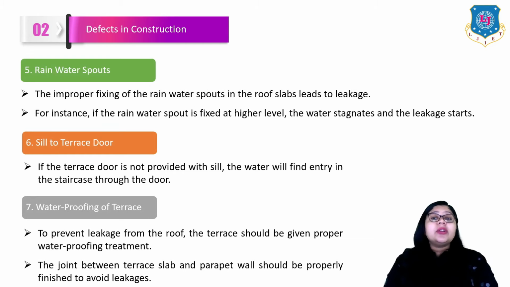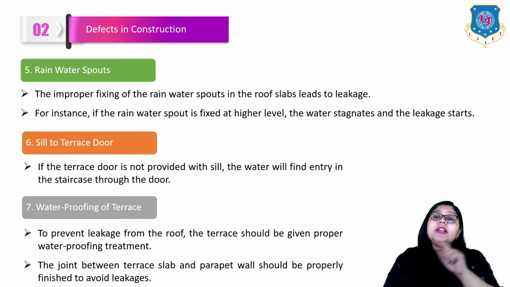Fifth one is the rainwater spouts. It means the improper fixing of the rainwater spouts in the roof slab leads to leakage. For instance, if the rainwater spout is fixed at a high level, the water stagnates and the leakage starts.